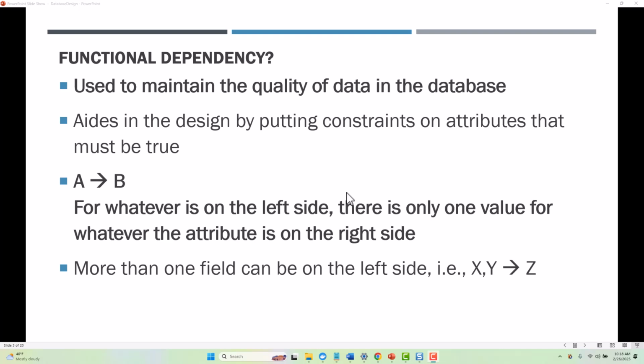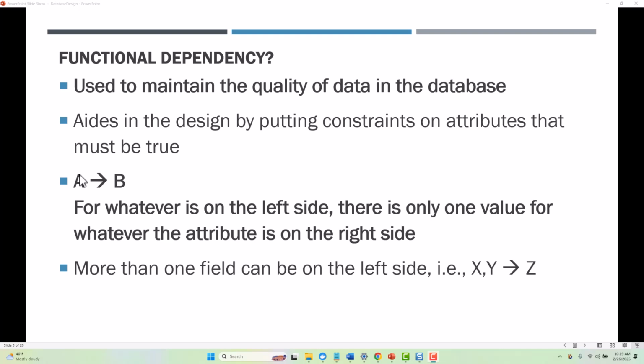For our functional dependency, this is going to make a lot more sense when we actually take a look at a table example. It's going to be used to maintain the quality of the database, and in this case, it's going to aid in the design by putting some constraints on the attributes that must be true. And if we see here, we have A determines B. That's how we indicate this with our A, with our arrow, and our B. So A determines B, and B is functionally dependent upon A. So that's how we actually say our expression there.